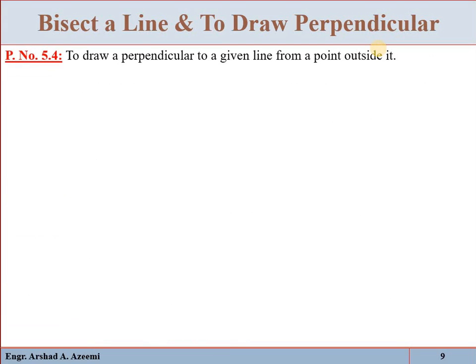Problem 5.4: to draw a perpendicular to a given line from a point outside it. In the previous problem, the point was on the line. Now here, suppose we have the line AB, and the point is outside. Here we have the point P. Now we have to draw a perpendicular to line AB which will pass through point P.